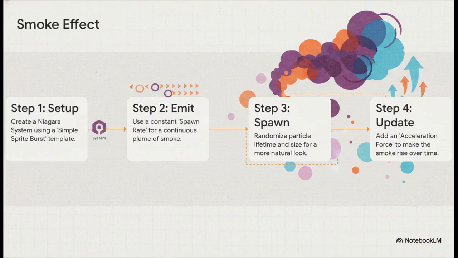Let's make this real with a simple smoke effect. First, you set up your system. Then, in the emitter, you tell it to spawn particles at a constant rate, not just in one burst. At the particle spawn stage, you give each new puff of smoke a random size and lifespan, so it looks natural. And finally, in particle update, you add a little force to make it rise up. See? It's a super clear step-by-step process.